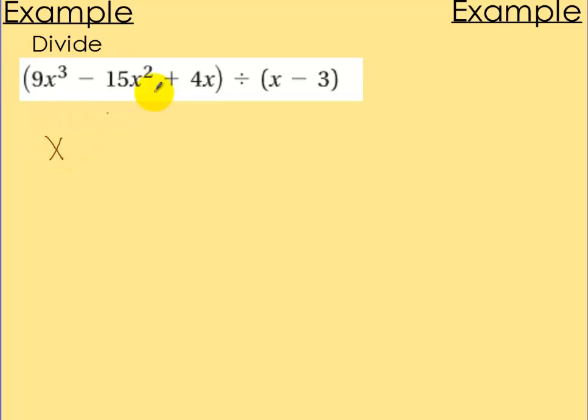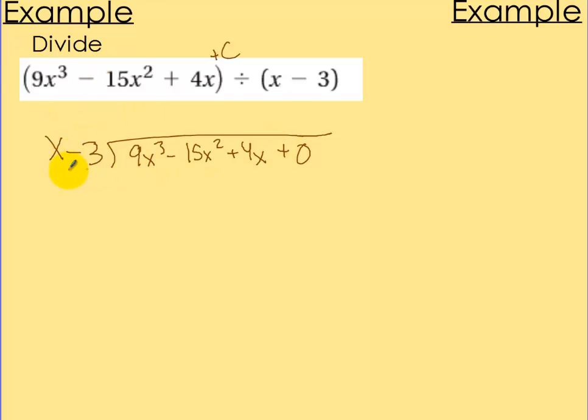Okay, so I'm setting this up. Notice I'm missing the number term, the plus c. So I'll have to put a placeholder in for that. X minus 3, 9x cubed minus 15x squared plus 4x, we're going to say plus 0. We're going to have that in there. So what does that look like? Doing the math here, x times what is 9x cubed? That'll be 9x squared.